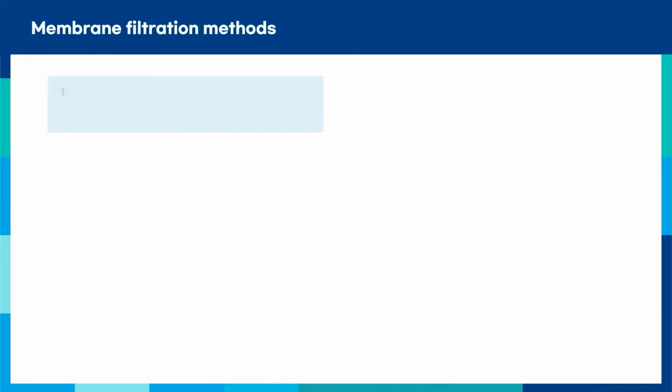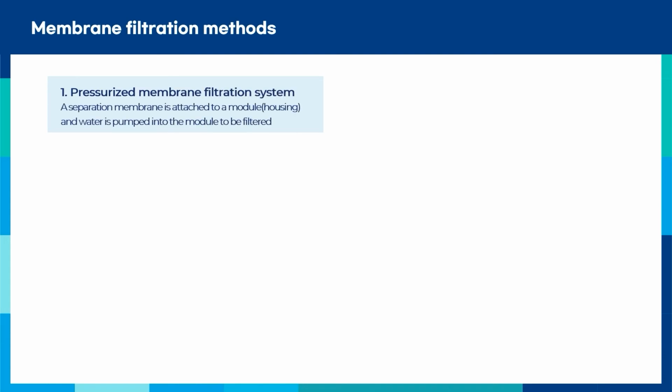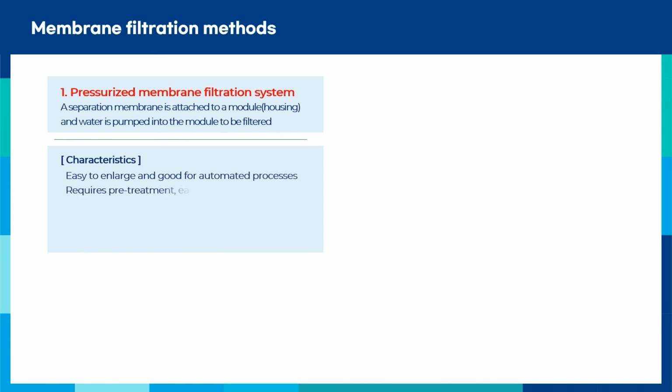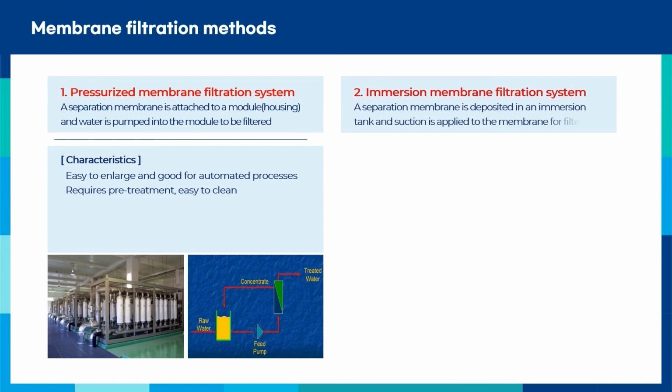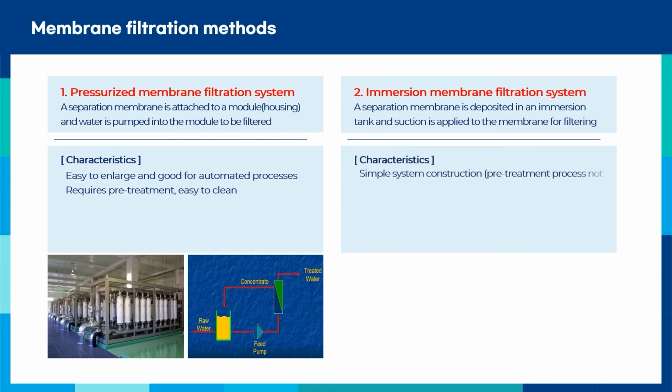The membrane filtration process operation method is largely divided into a pressurization type and an immersion type. The pressurization type is a filtration method that mounts a separation membrane on a module and pumps raw water to the membrane module with a pump. The immersion type is a filtration method that uses a water level difference or a suction pump by putting a separation membrane in the water tank.